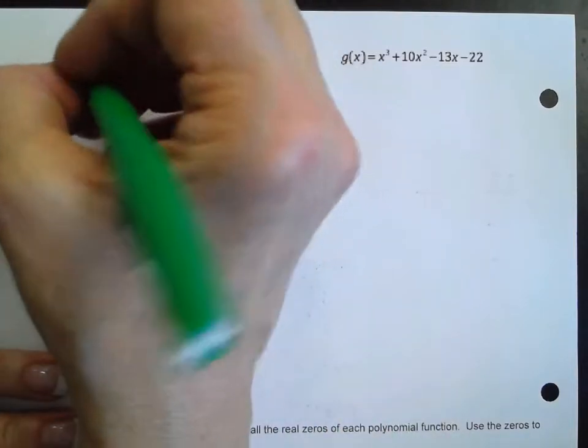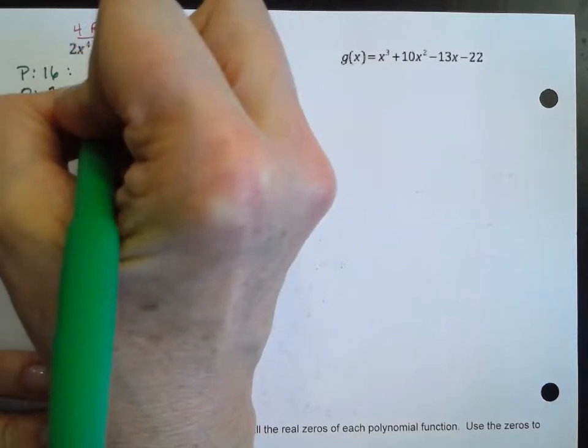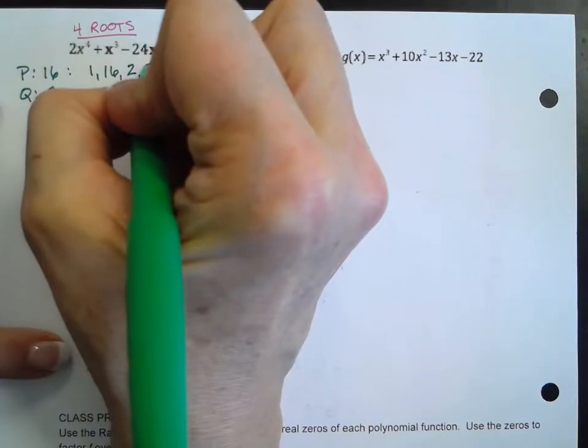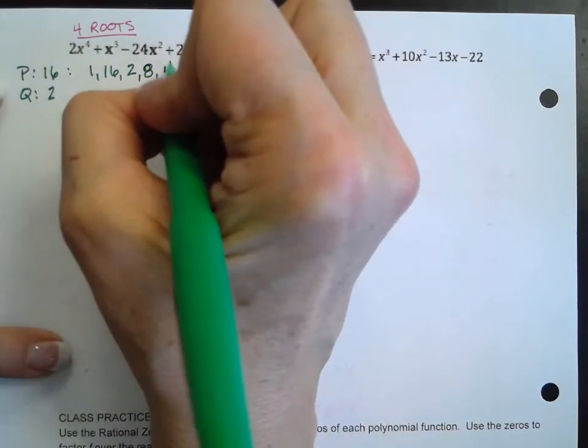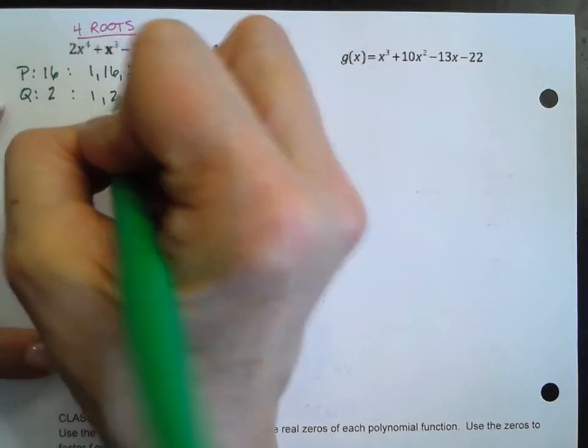I agree. All right, so factors of 16. I got 1, 16, 2, 8, 4. Factors of 2: 1 and 2.